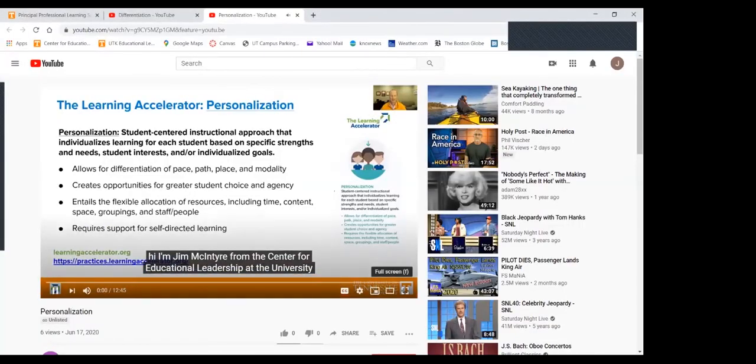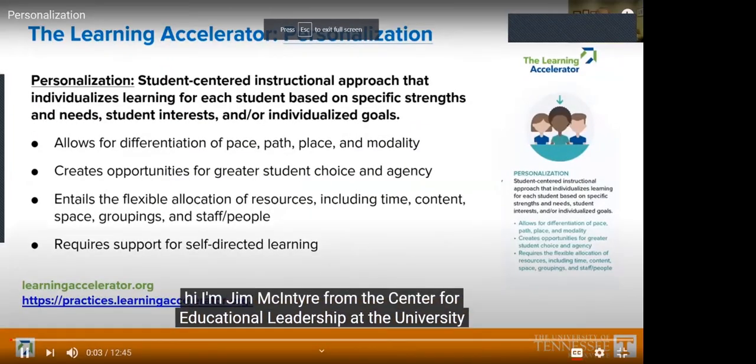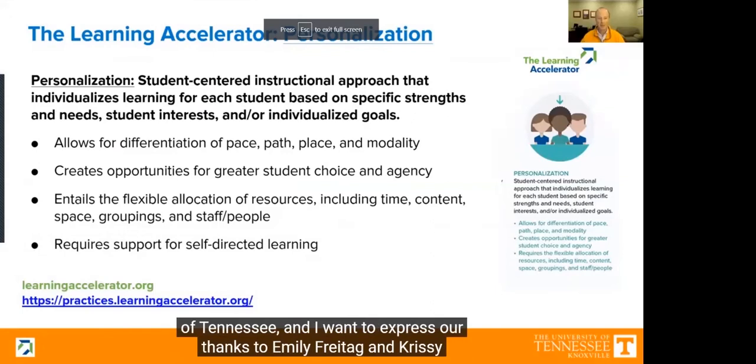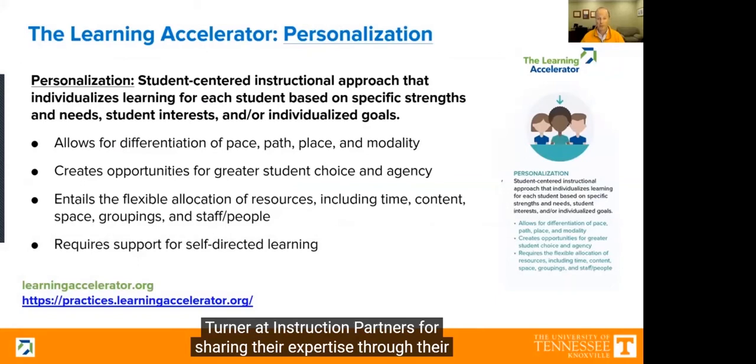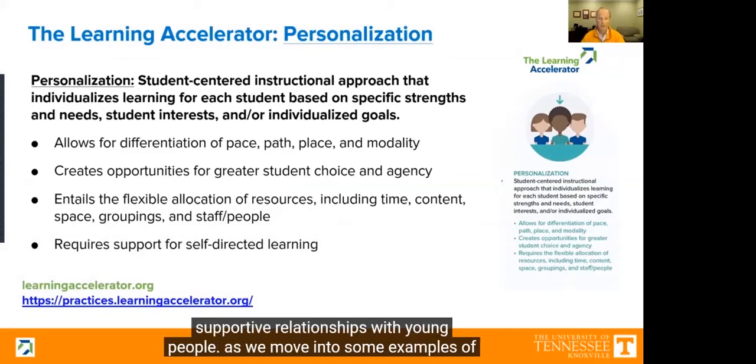Hi, I'm Jim McIntyre from the Center for Educational Leadership at the University of Tennessee. And I want to express our thanks to Emily Freitag and Chrissy Turner at Instruction Partners for sharing their expertise through their presentation. It's a good reminder that from an instructional perspective, our foundation for personalization lies in excellent teaching of a strong curriculum by educators who believe in the efficacy of their students, and with all of that happening within the context of supportive relationships with young people.